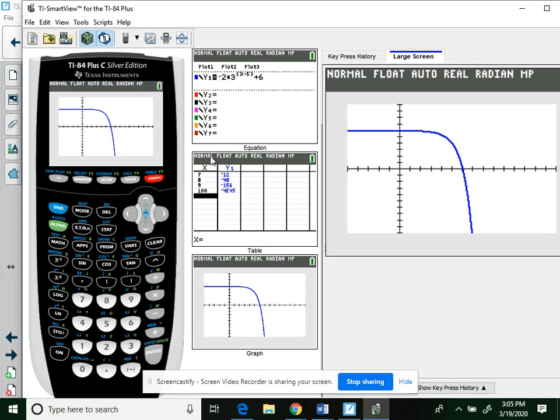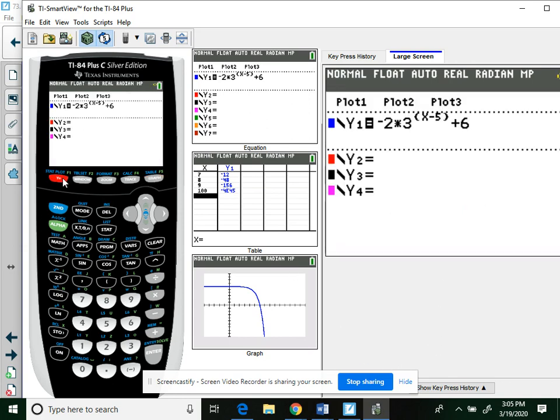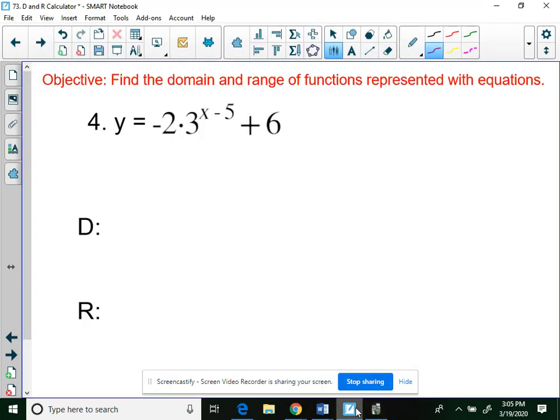It's all real numbers. And if you look at this, you can plug anything in here. It might be a crazy number, but if I try negative 2 times 3 to the billion plus, it's a ginormous number, but you can do it. So my domain here is all real numbers.